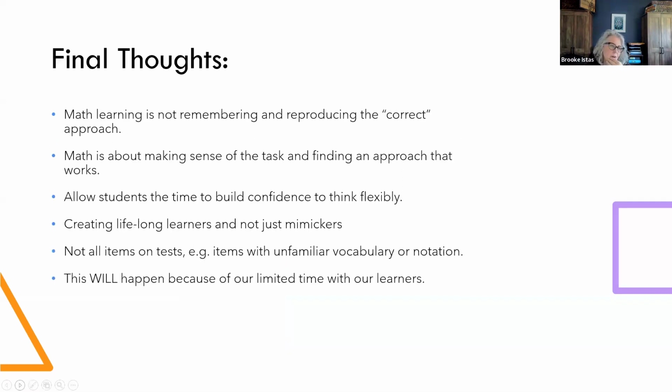All right, in the few minutes that we have left, remember, math learning is not about remembering and reproducing a correct approach. It's really about making sense of tasks and finding an approach that works for your student. Let them discover, let them build that confidence. It creates lifelong learners and not just what we call mimickers, who just follow you around, because you're not going to be in their pocket for the rest of their lives. So it's important that they become familiar with what's going on.